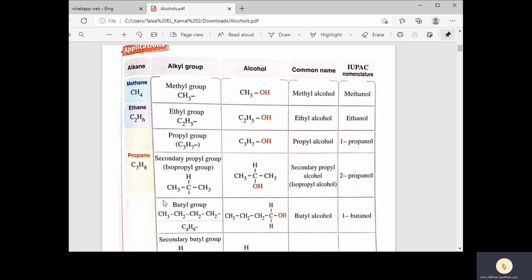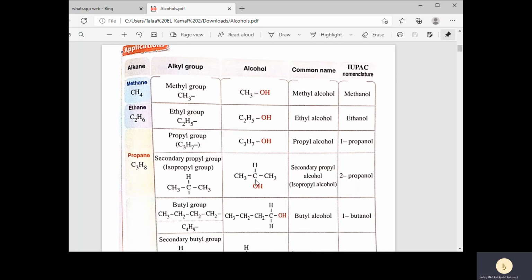ليه secondary؟ أنا ببص على الكربون ال attached to لل OH. لو الكربون دي كانت attached ل 3 carbon atoms، يعني هنا متصلة ب 2 carbon بس، لو هي ب 3 carbon atoms أسميه tertiary alcohol. لو ب 2 carbon atoms like this case يبقى اسمه secondary alcohol. لو هي attached ل 1 carbon and the other bonds are hydrogen plus OH يبقى ده اسمه إيه؟ primary alcohol.